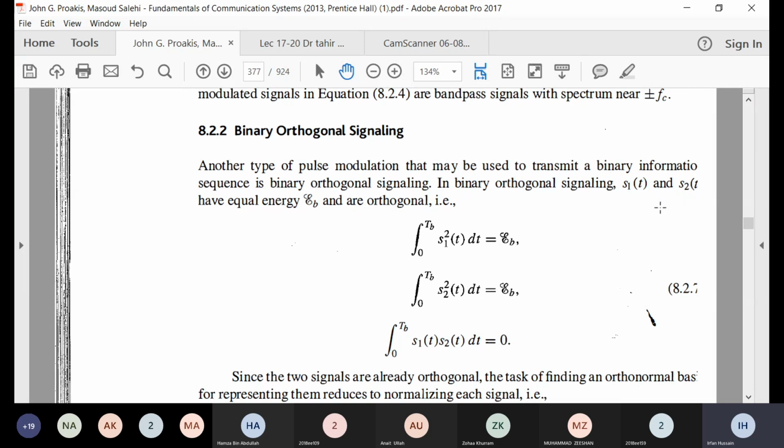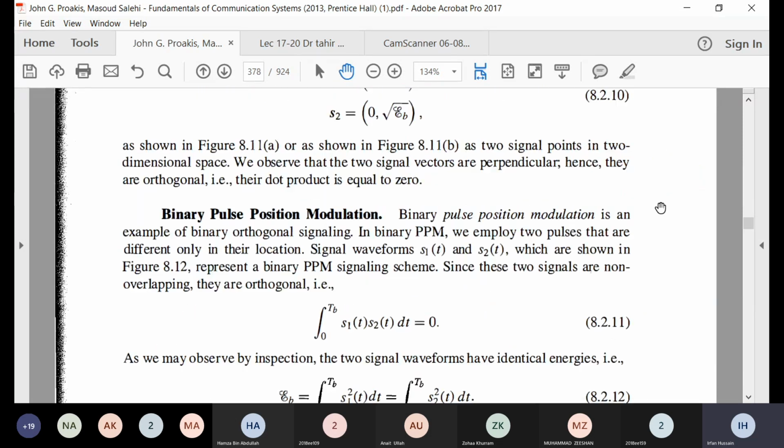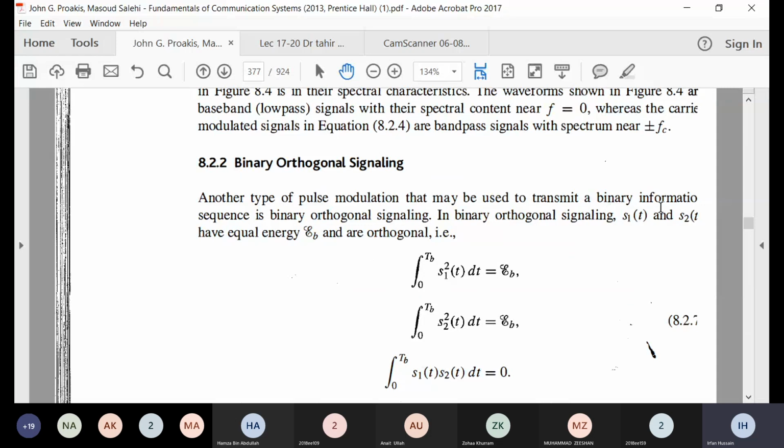Next is binary orthogonal signaling. Binary orthogonal signaling is also the basis of binary pulse amplitude modulation. So in the notes only binary pulse amplitude modulation is discussed, and this is not discussed, so I think this should also be discussed, so I'm just discussing it as in the book also. So binary orthogonal, what is the meaning? In binary orthogonal, we deliberately make the two signals orthogonal to one another. That is what is called binary orthogonal signaling. This is done deliberately.